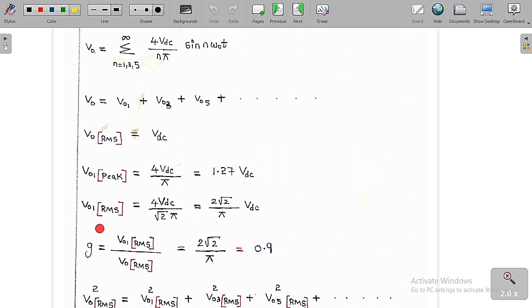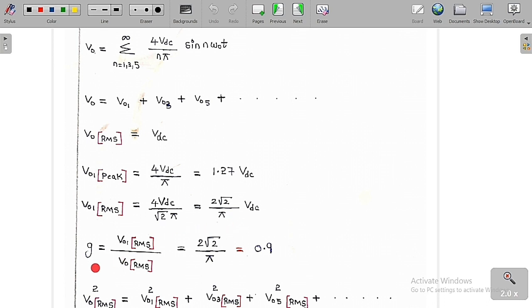Suppose you want to find the RMS value of the fundamental component of the output voltage. It is equal to the peak value divided by root 2. So this is the peak value, just divide by root 2. So we are going to get finally 2 root 2 by pi VDC. So this is the RMS value of the fundamental component of the output voltage.